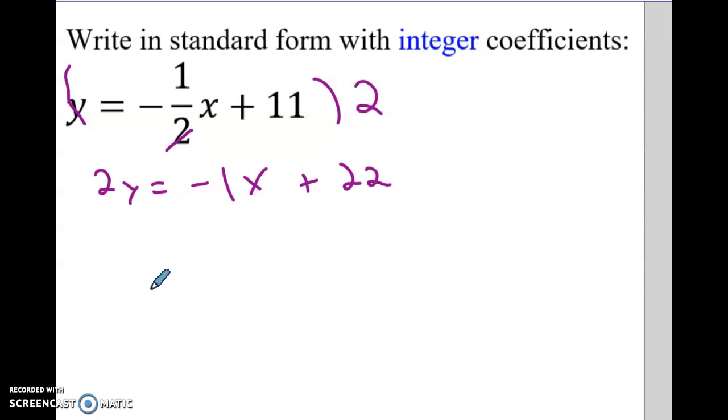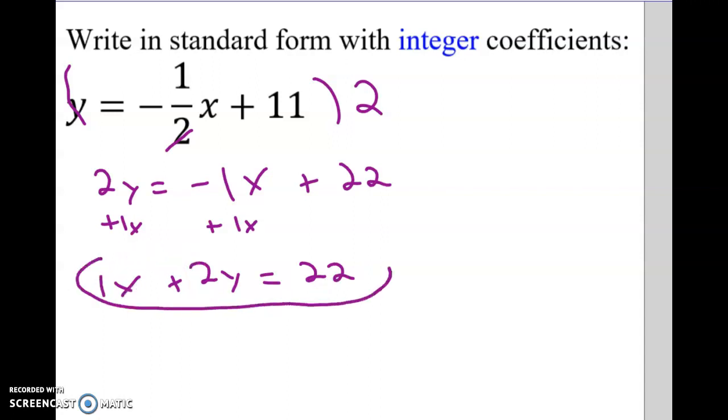Now I need to have x and y on the same side. In this case, we just add 1x to both sides. I'm going to rewrite it in its normal form, 1x plus 2y equals 22, and we're done. At this point, we don't have any fractions or decimals, and A is positive. There's our final answer. We converted from slope-intercept form into standard form.